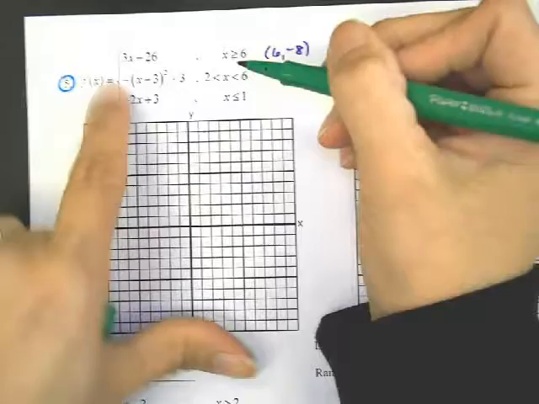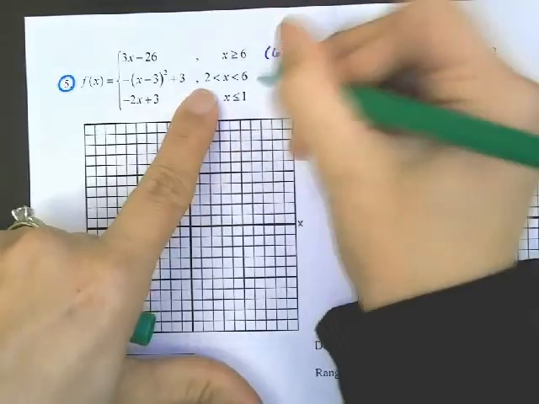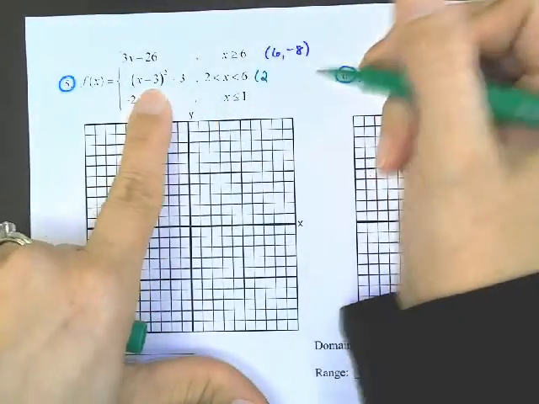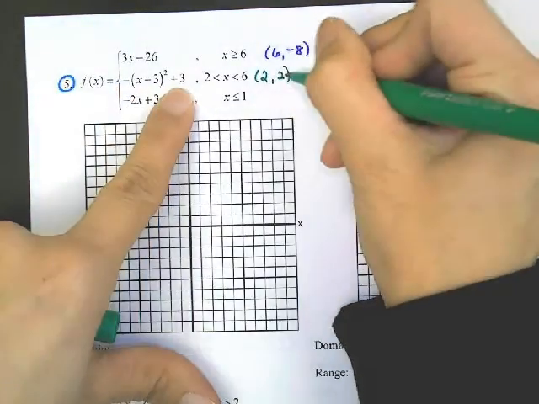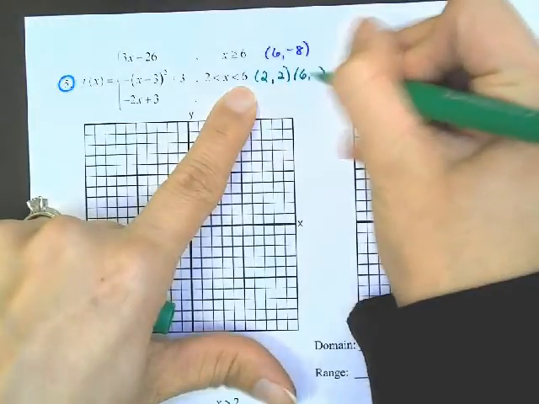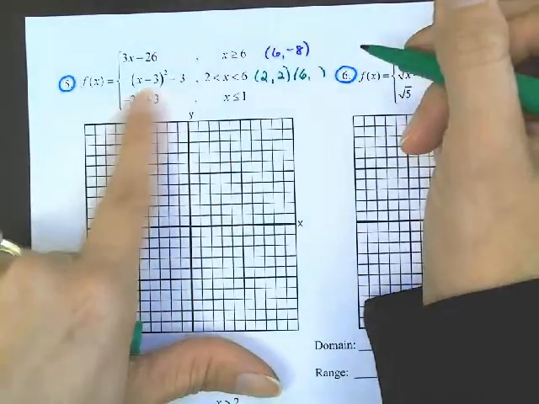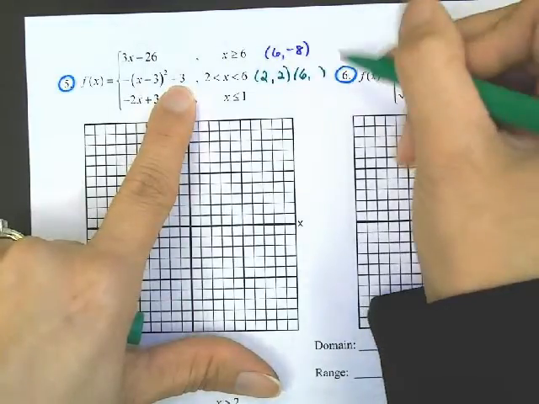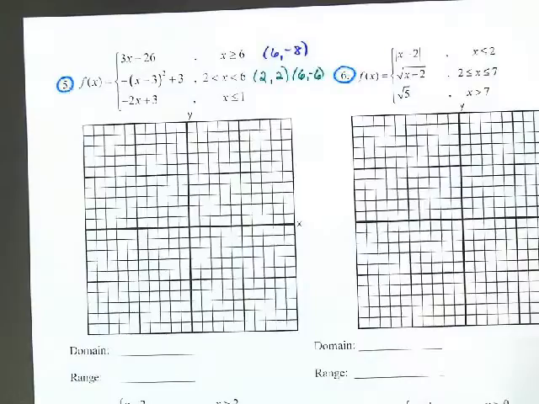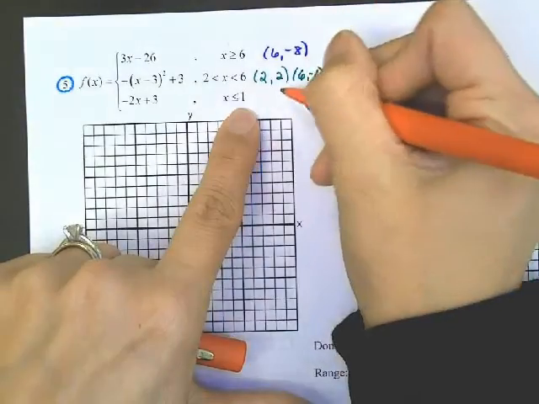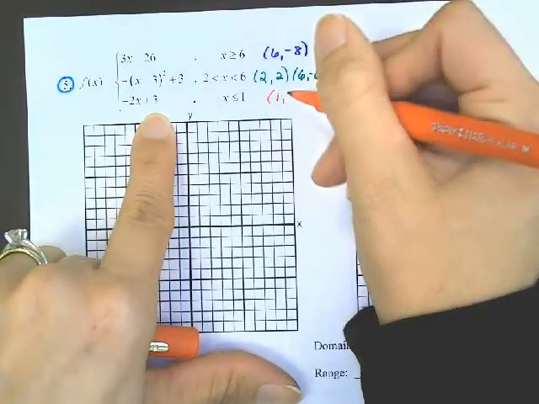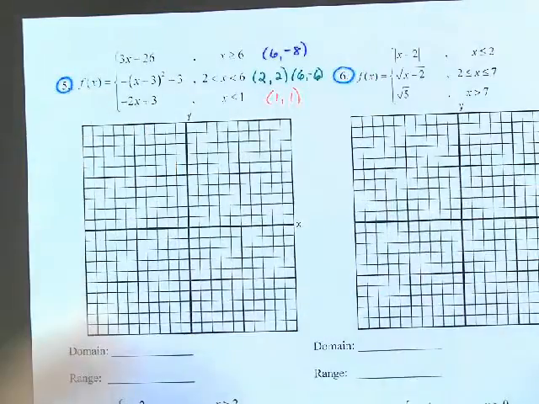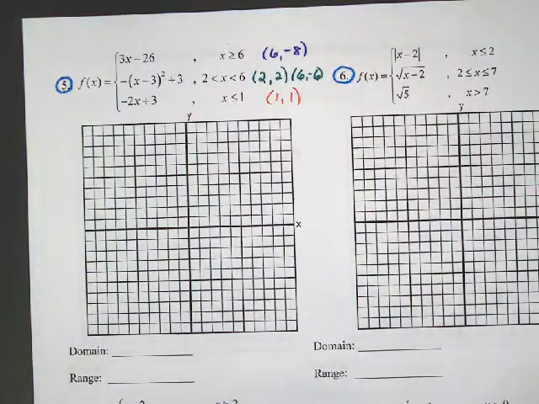The second piece here, the parabola, has 2 endpoints. So let's plug in 2. 2 minus 3, negative 1 squared is a positive 1. Negative 1 plus 3 is 2. And let's plug in a 6. The other endpoint is going to be 6, negative 6. And the third piece, if we plug in 1, negative 2 times 1, negative 2 plus 3 gives us a 1. Okay, it's nice to know those endpoints so we can capture the correct piece for the piecewise.